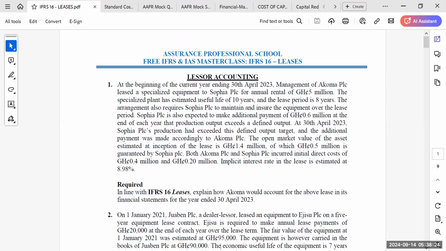Okay, so we look at how we go about the issues of the lessor accounting. Question number 1.